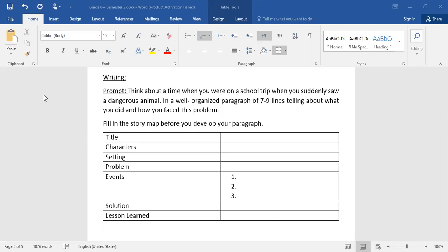Okay, Samia, we were talking about the writing prompt, and your friends started filling this story map: the title, the characters, the setting, the problem, the events, solution, and lesson learned. We were talking about facing a certain problem while you were at a school trip and seeing a very dangerous animal, what you did, and so on. If you want, you can start filling in the story map and then developing your paragraph. And if not, you can start writing your paragraph directly. Your friends are writing their paragraphs now, okay? Okay, miss, thank you. You're welcome.